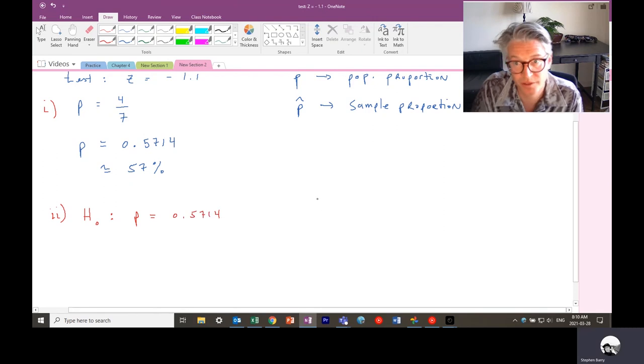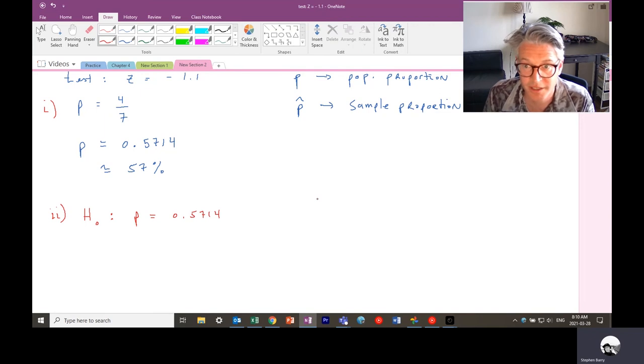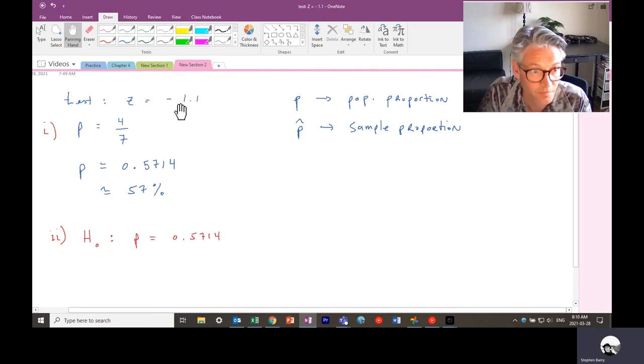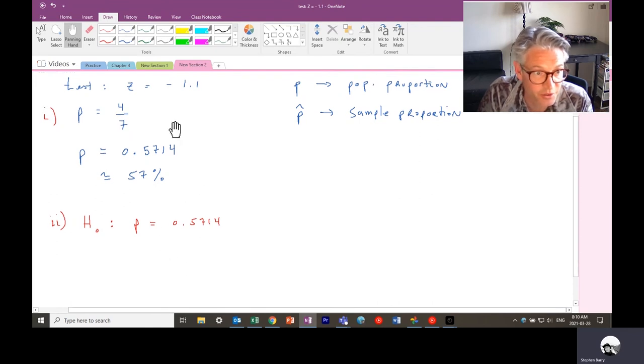Now, the reason I don't really like this question is because it doesn't say test the claim whether it's lower or higher, right? If you look at your Z score here, negative 1.1, it means that the sample is lower than this, right? So you do some sort of surveying and you find that your value is lower than 57%. That's what this implies.